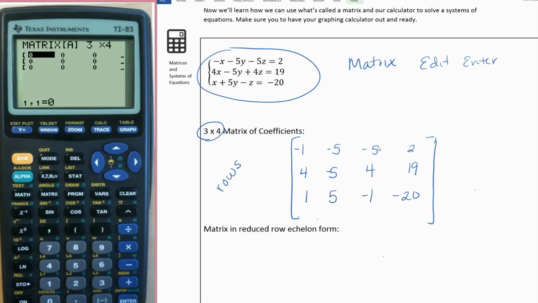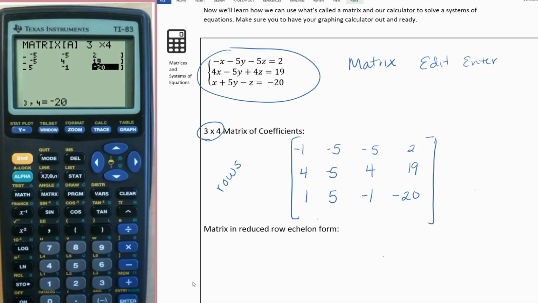Now we're going to input what we just wrote here. So negative 1, you hit enter after each one. Negative 5, negative 5, 2, 4, negative 5, 3, and 19. You want to be really careful. The biggest mistake I see is students put in a number wrong, and that will screw everything up. You want to make sure you hit enter after that last one.